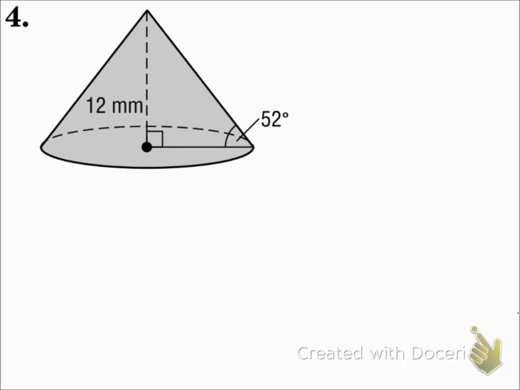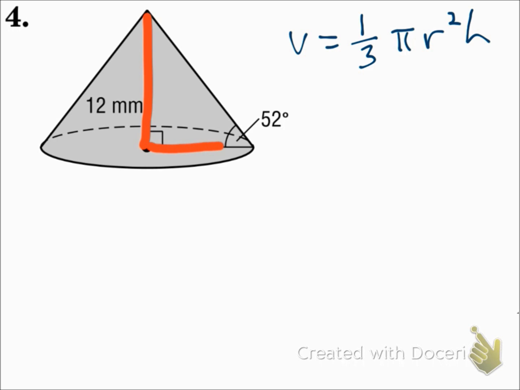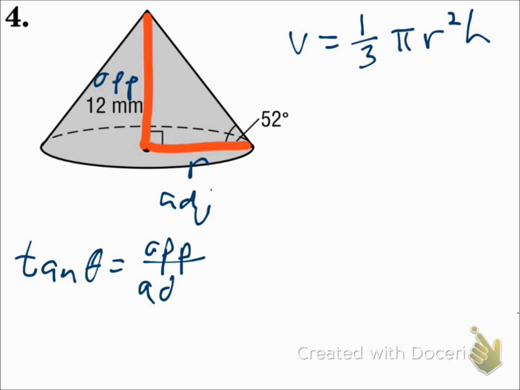Here we have a cone. The formula for the volume of a cone, V equals 1/3 pi r squared h. Now we know the height, which is 12 millimeters. We don't know the radius, but we do know that acute angle of 52 degrees. And since we have a right triangle, we can do some trigonometry to find that missing side. The radius is the adjacent side. The height is the opposite side. So we can use tangent. Tangent theta equals opposite over adjacent.